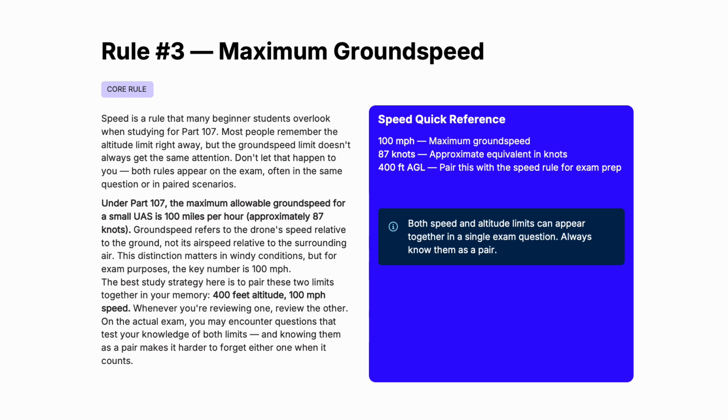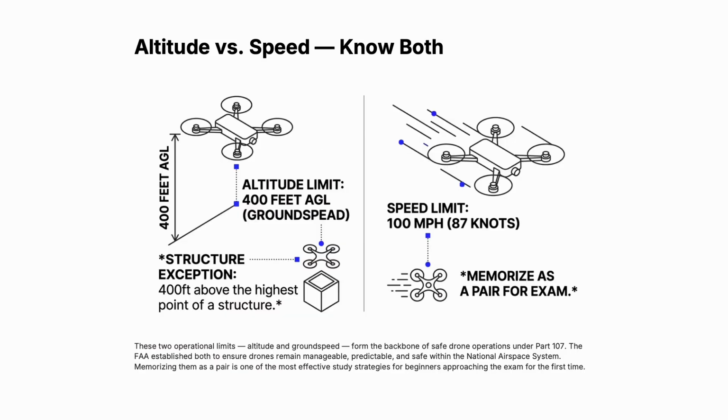Notice that is your ground speed, your speed relative to the ground, not airspeed relative to the surrounding air. This distinction matters in windy conditions, but for the exam, just remember the number 100 miles per hour. My advice: don't study these two limits separately. Pair them in your memory. 400 feet, 100 miles per hour. Altitude and speed together every time you do your review.